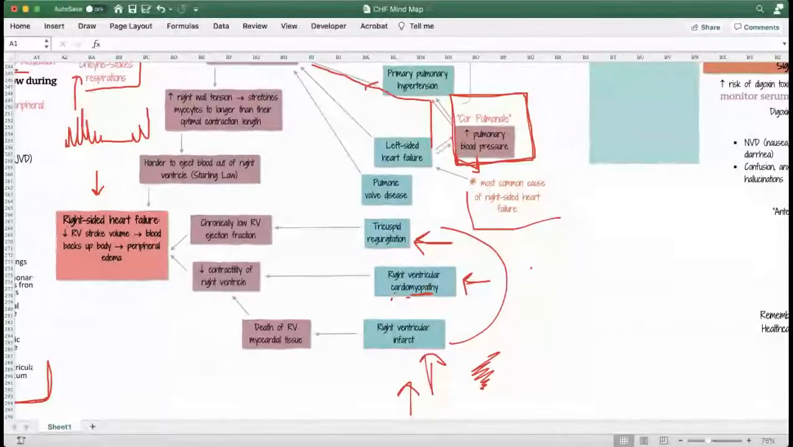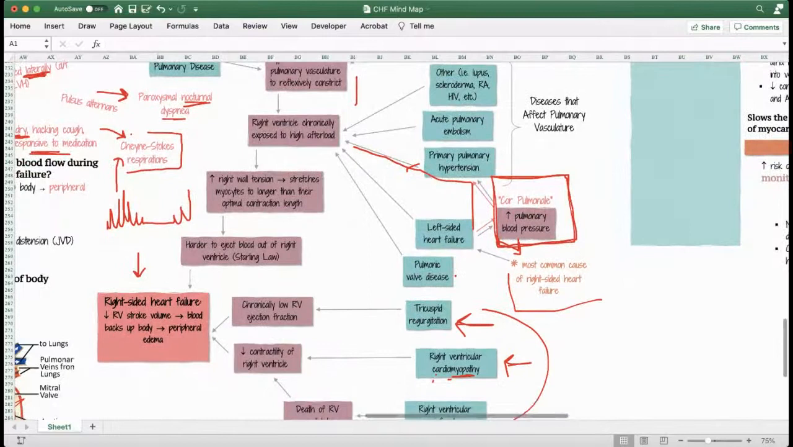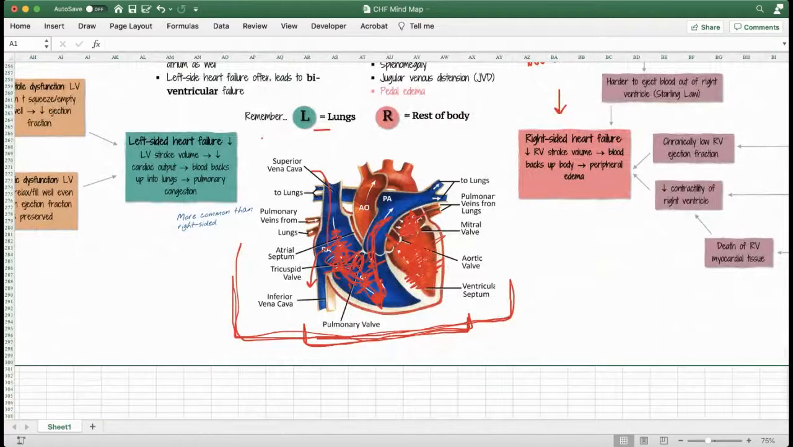Some of these things, I'm not going to lie, I have to walk through on my own, the same way I would during a test. So I'm thinking to myself, what would happen if there was something wrong with the pulmonic valve? Okay, I look back here. This is the pulmonic valve.